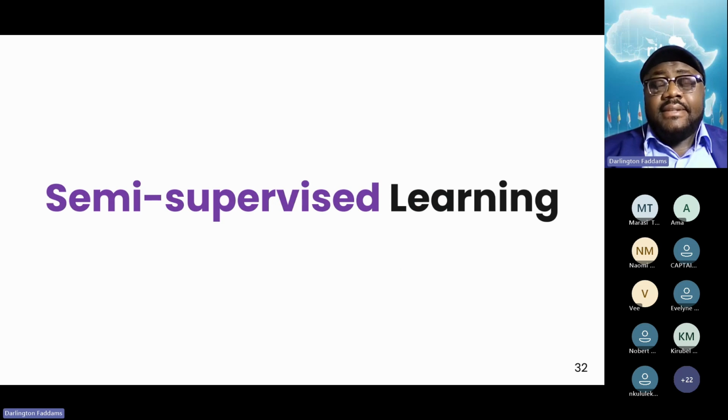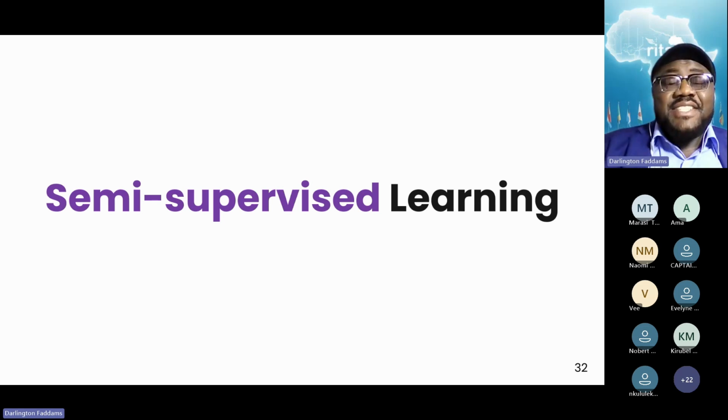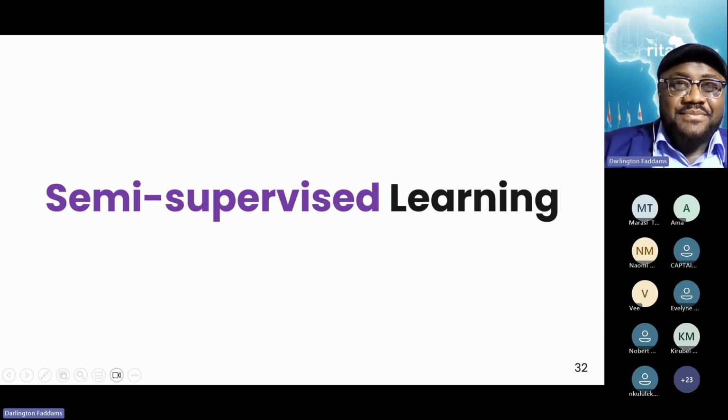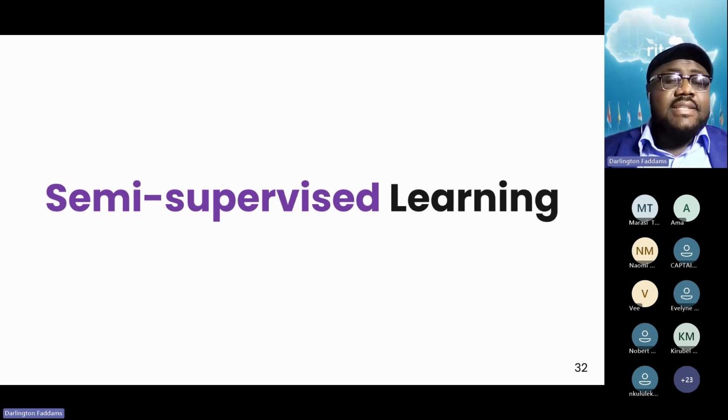All right. Today, we want to get into what is called semi-supervised learning. Please type this in the chat for me. Type this in the chat for me, and we will continue. So this is semi-supervised learning. And this is going to give us a lot of understanding about this particular type of supervised learning.